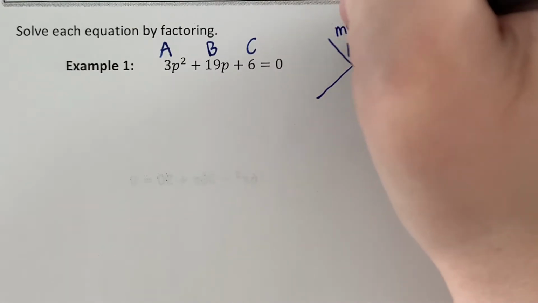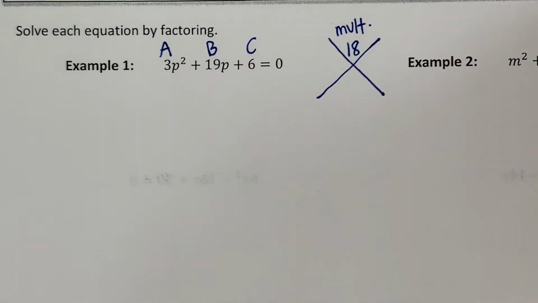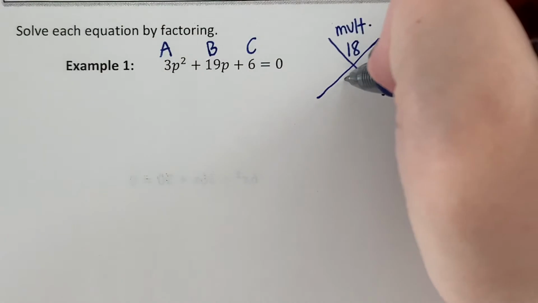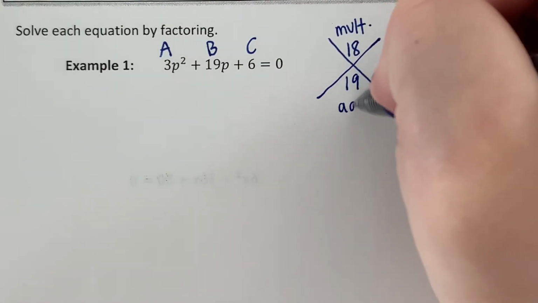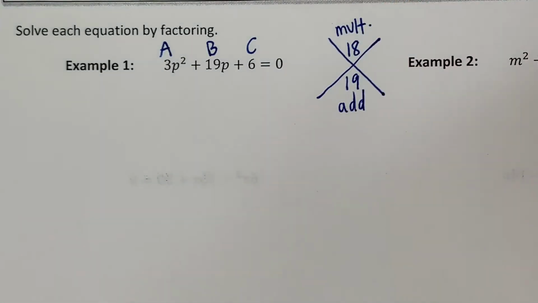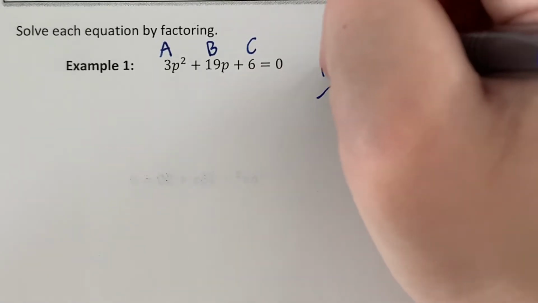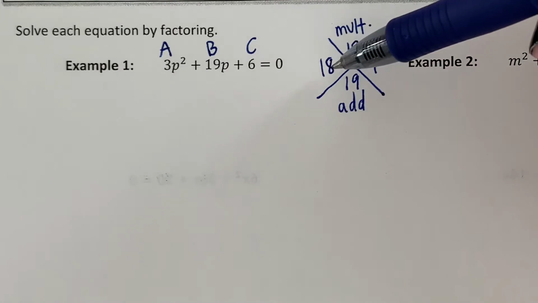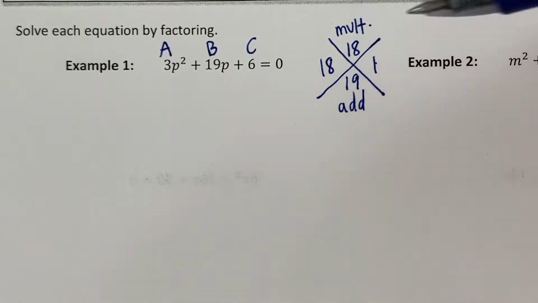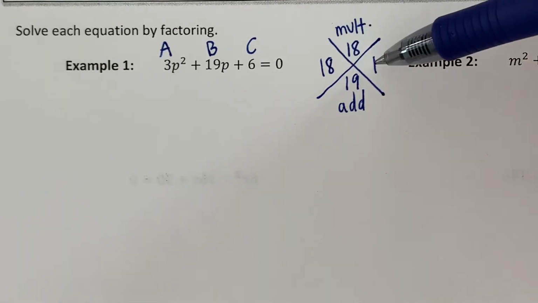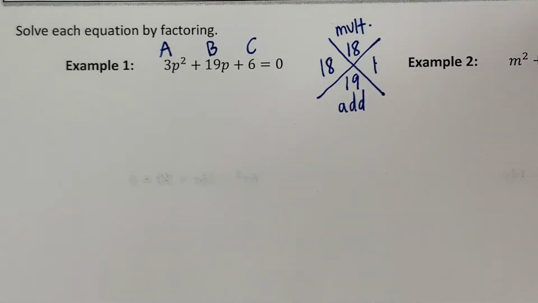So I'm going to be looking for two numbers that multiply to 18. In the bottom, you put your B. So I'm looking for two numbers that multiply to 18 and add to 19. Those numbers would be 18 and 1. 18 times 1 multiplies to 18, and 18 plus 1 adds to 19. Again, we spent a lot of time on this in Learning Target 7.5. So far everything is review.